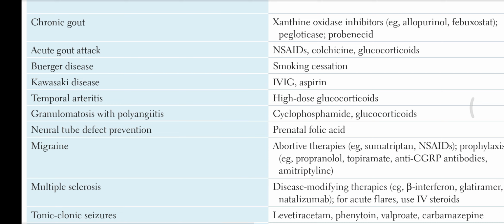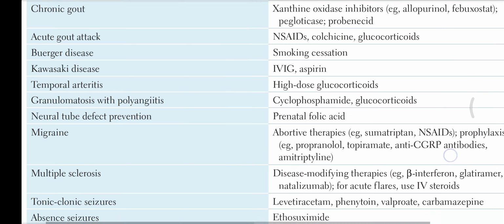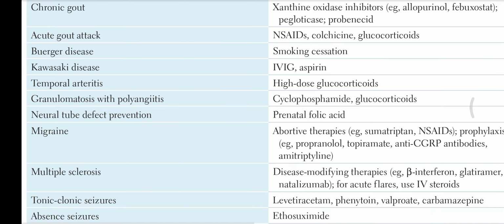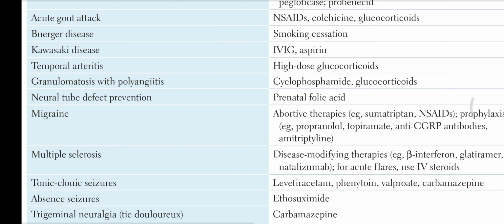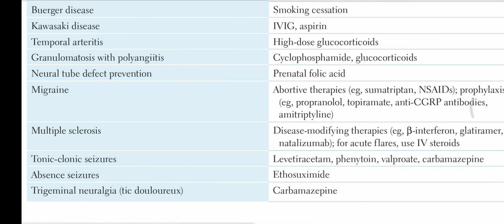Buerger's disease, smoking cessation. Kawasaki disease, IVIG, IV immunoglobulin, aspirin. Temporal arteritis, high-dose glucocorticoids. Granulomatosis with polyangiitis, cyclophosphamide and glucocorticoids.